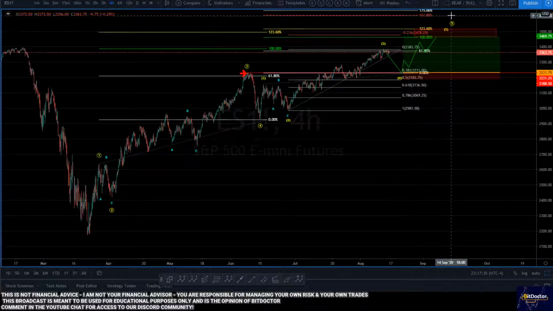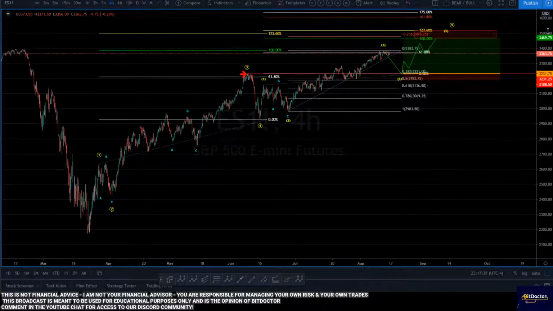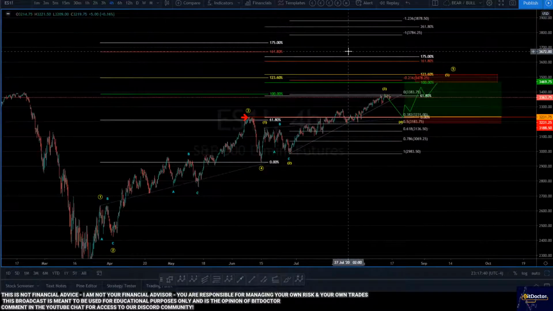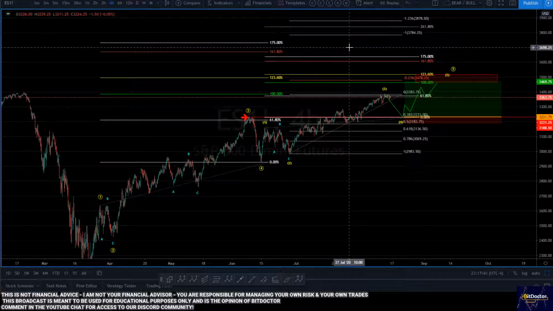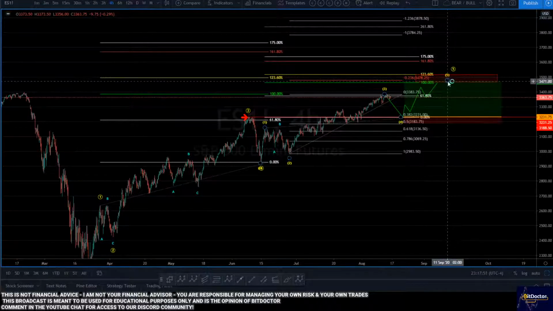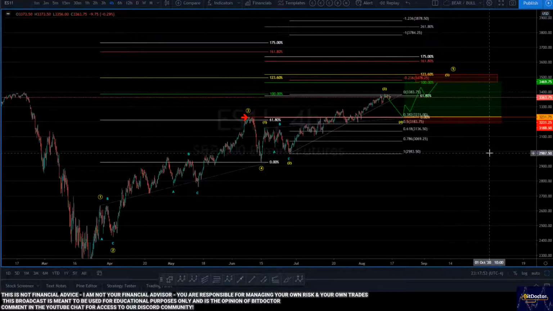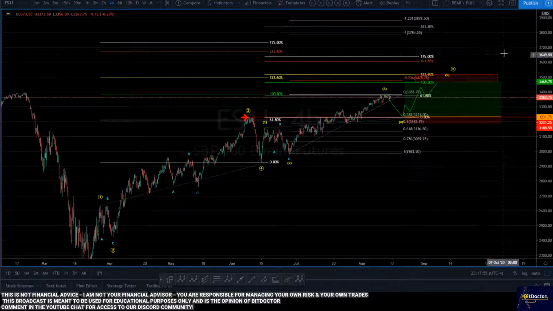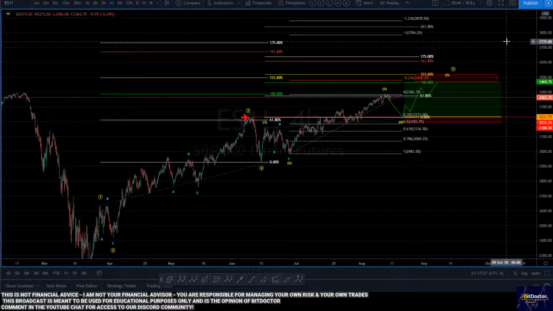Now, we know we can't go this high. We can't go all the way up here to 3,700. We can't do that. That's too far. Not in this move. We're going to get rejected here. Then we do a pullback. We wait to see what happens there. Then we can take another long position.